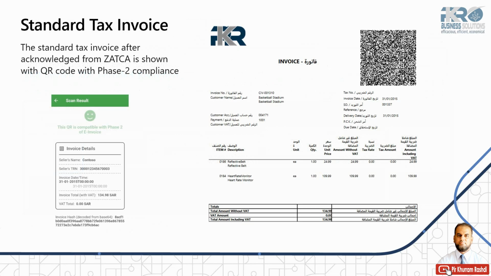This is a sample of a standard tax invoice showing a big QR code on the top right hand side, and you can see the different lines available in it, and the scanning shows that it is a phase 2 compliant e-invoice.